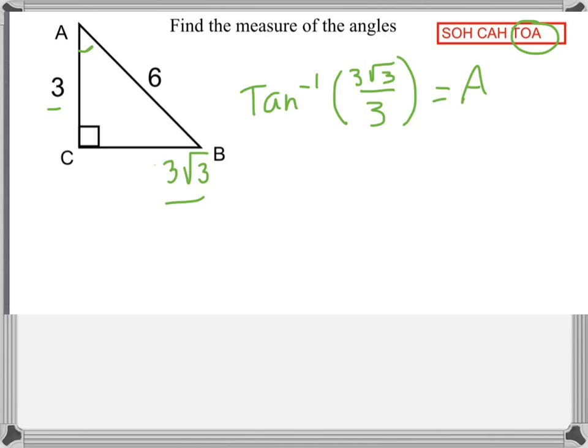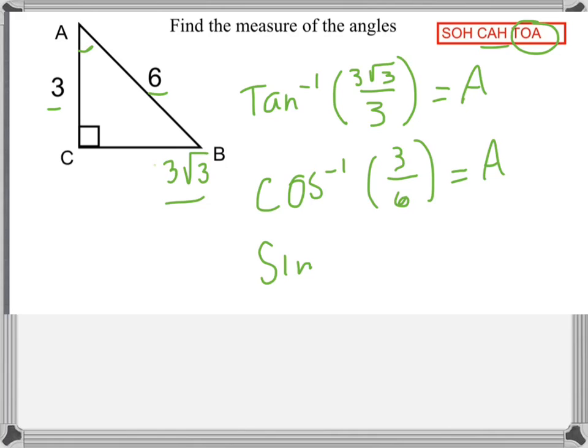Okay, that's one thing I could do. I could also use the 3 and the 6. Now that's the adjacent and the hypotenuse. So I could say cosine inverse of 3 over 6 is equal to A. And finally, I could use the sine inverse of 3 root 3 over 6, and that would also get me A. Now these are all going to be the same thing. So try these out on your calculator. You should get the same answer.